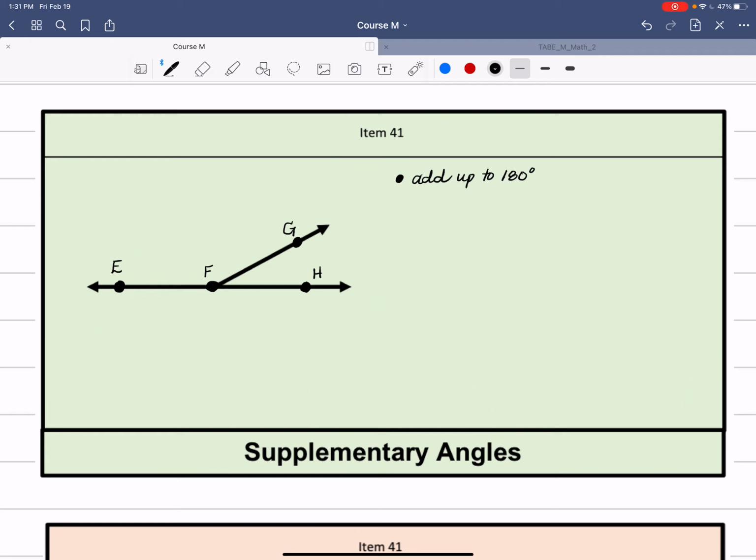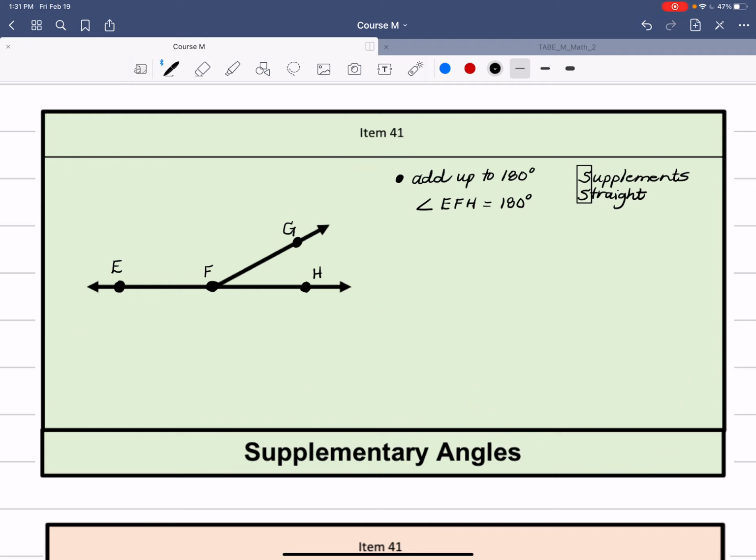So I'm going to tell you that angle EFH is 180 degrees. It's a straight angle. So supplements are straight. Those both start with S, just like corner and complement, supplement and straight. We're working with 180 degrees.